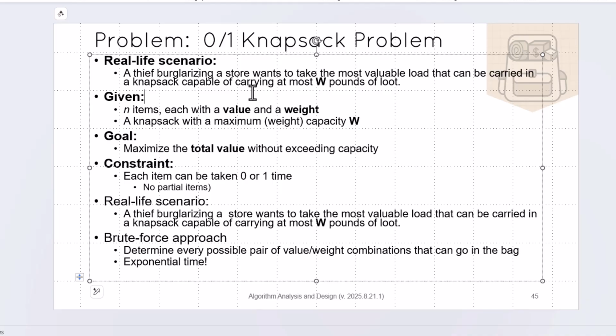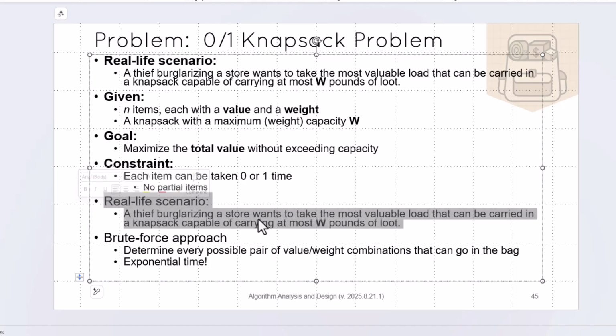So we want to maximize. We have a maximum capacity of W, and we want to maximize the total value without exceeding the capacity. Okay, so it could be right up to the capacity. It could be less than the capacity, but it cannot go higher than the capacity. So that's our constraint. Each item can be taken 0 or 1 times. This is the 0-1 knapsack. There's no fractional item. Okay, so we can't take part of the diamond ring. That doesn't make sense. So real life scenario, a thief burglarizing the store wants to keep the most valuable load.